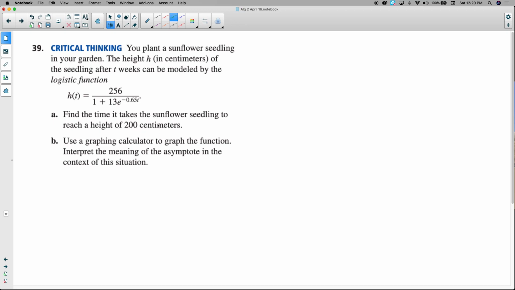So let's make sure we've got the right units. T is weeks, H is centimeters. We have a centimeter scenario, so that's good. And then our answer, we'll just have to call it weeks. We don't have to run into any unit problems. Okay, so for part A, we use the function. And what we know is the input is the number of weeks, and the output is the height, and our height is 200. So we have a complicated algebra problem to solve.